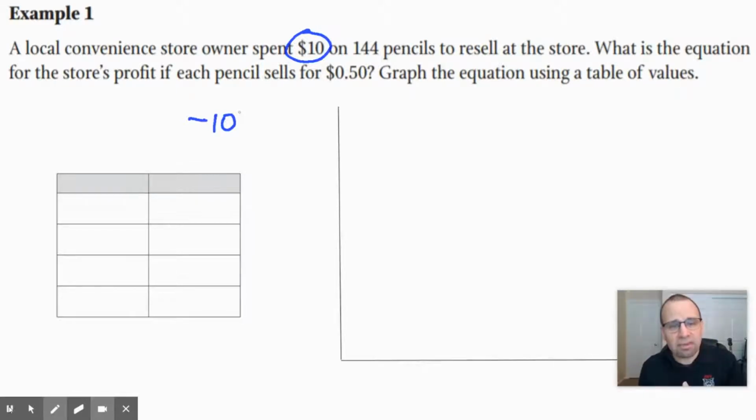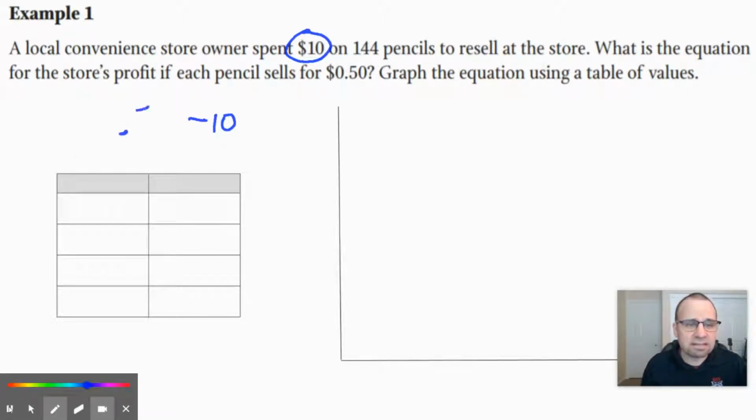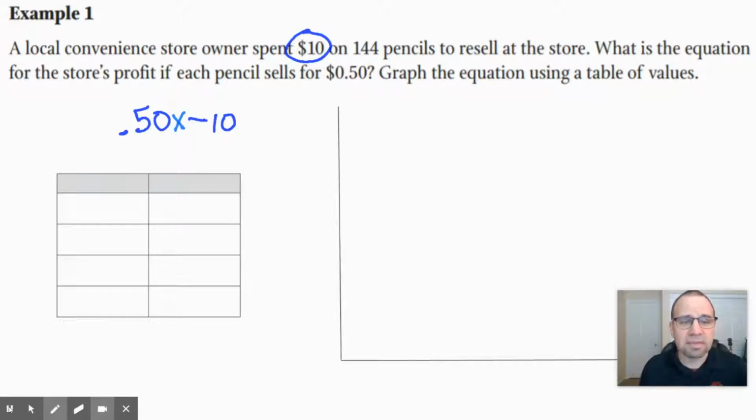But he's going to sell the pencils for 50 cents each. So he's going to be making that back at 50 cents each. And that's where we're going to put in the variable, right there. So if he sells one pencil, he'll be making 50 cents, but then he's still down the $10. But eventually, when X becomes large enough, it will balance out the 10 and hopefully get to 0, and we call that breaking even.